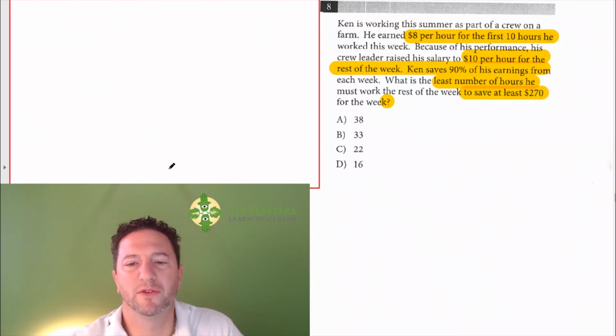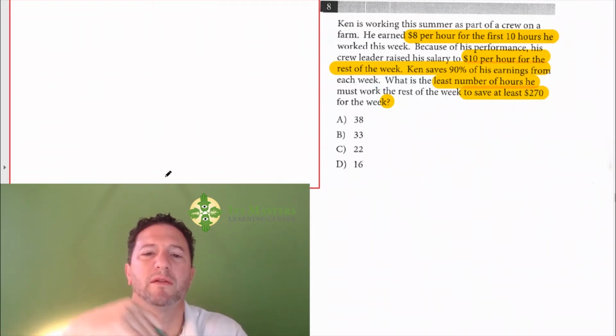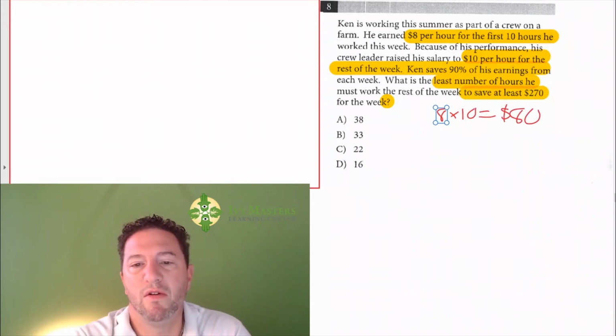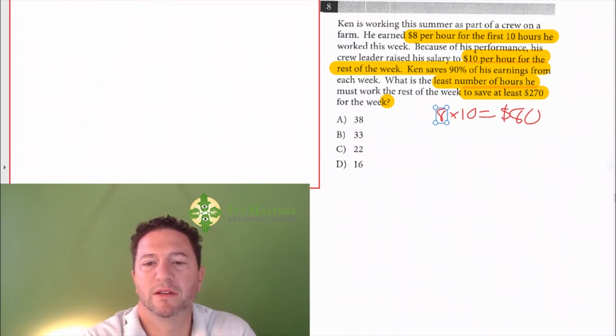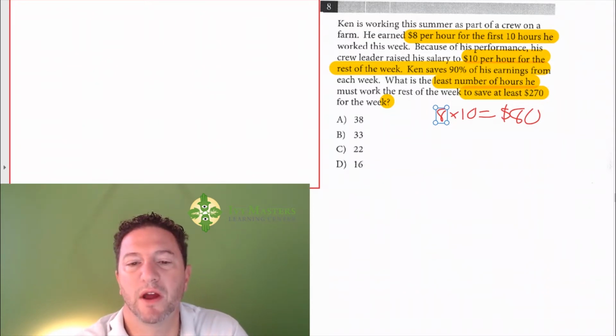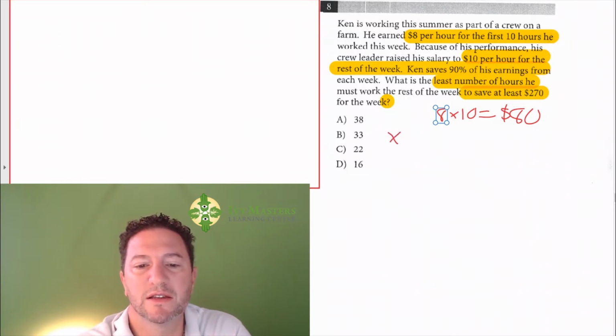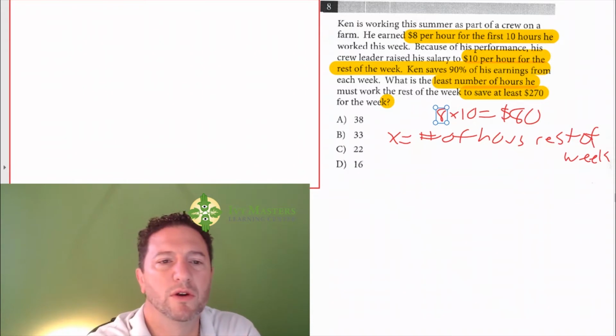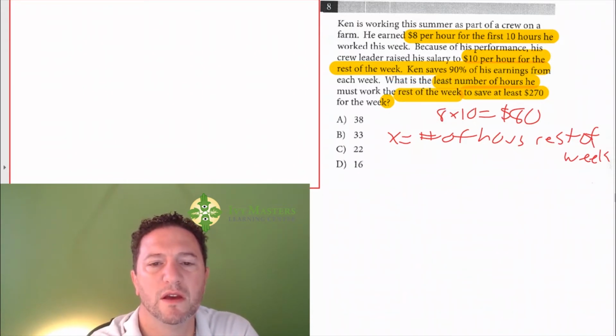Well, there's a couple of different ways you could do it. First, we'll solve it in a more straightforward way, then we'll use a little bit of strategy. Number one is $8 per hour for 10 hours. So 8 times 10, that's going to be $80 that he's earned thus far. And then, because of his performance, his crew leader raises his salary to $10 per hour for the rest of the week. So let's say x equals the number of hours for the rest of the week, which is what the question's asking: the least number of hours he must work for the rest of the week.